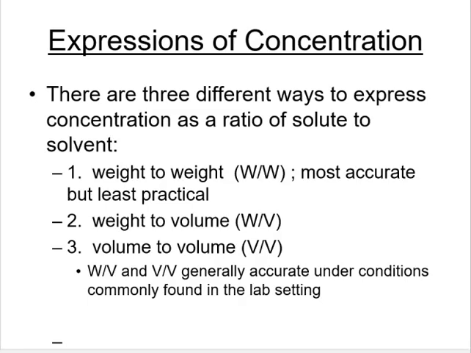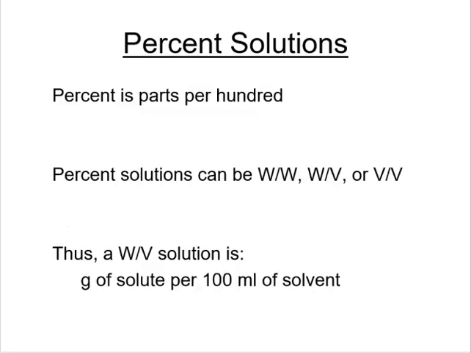There's weight to weight, which is accurate but least practical. There's weight to volume, with the weight referring to a solid and the volume usually referring to a liquid, and there's volume to volume. The weight to volume and the volume to volume are generally accurate under conditions commonly found in the laboratory setting. In percent solutions, the percent is parts per hundred. So percent solutions can be weight to weight, weight to volume, or volume to volume. In a weight to volume solution, it is grams of solute per 100 milliliters of solvent.